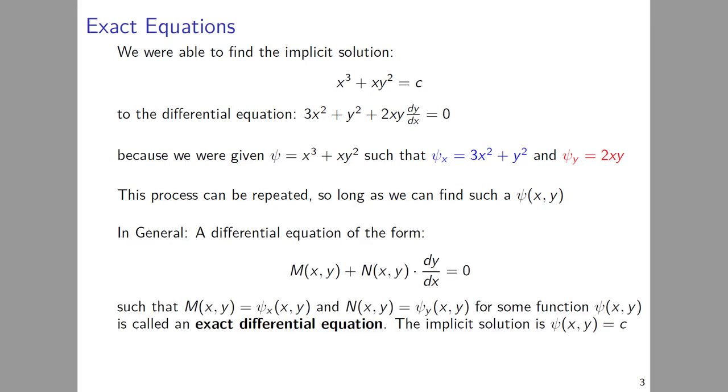In general, a differential equation of the form M(x, y) plus N(x, y) times dy/dx equals 0, such that M(x, y) is equal to psi sub x and N(x, y) is equal to psi sub y for some function psi, is called an exact equation. And the implicit solution of this differential equation is psi of x, y equals c, as we saw in the last example.